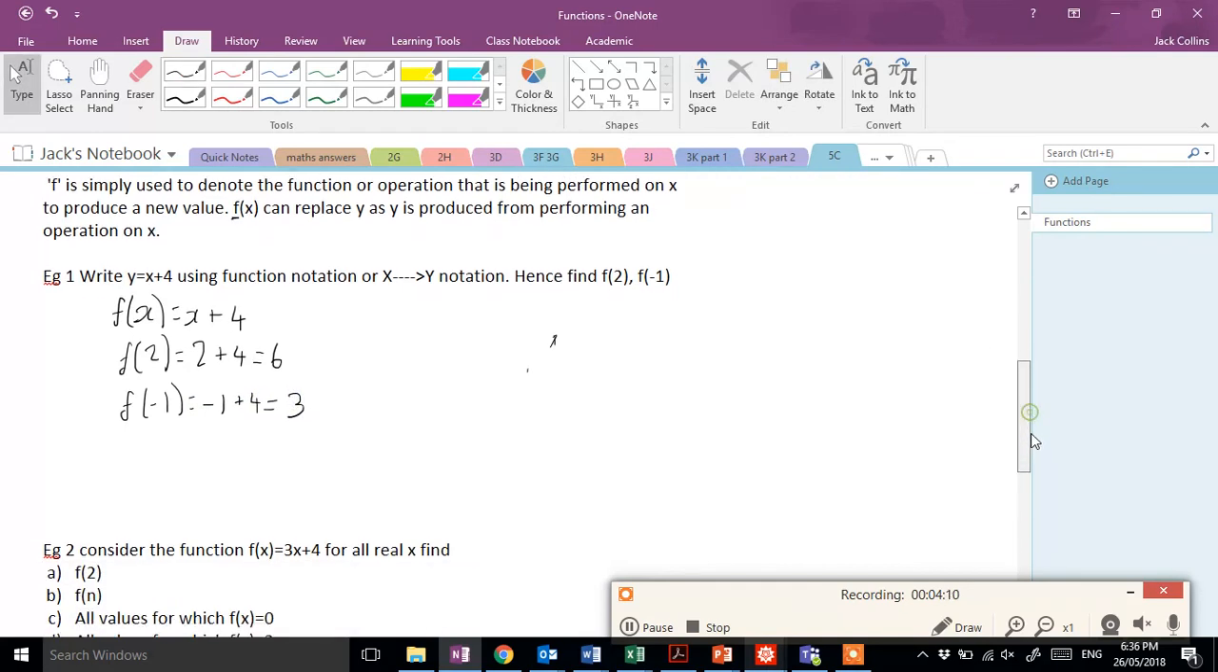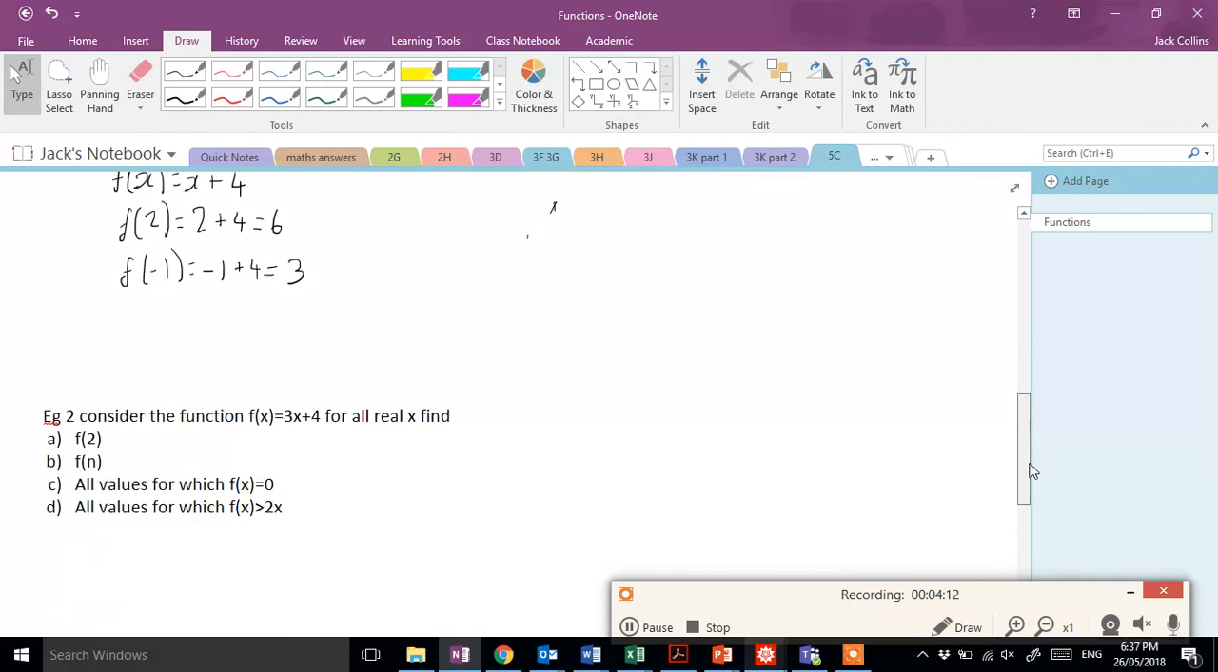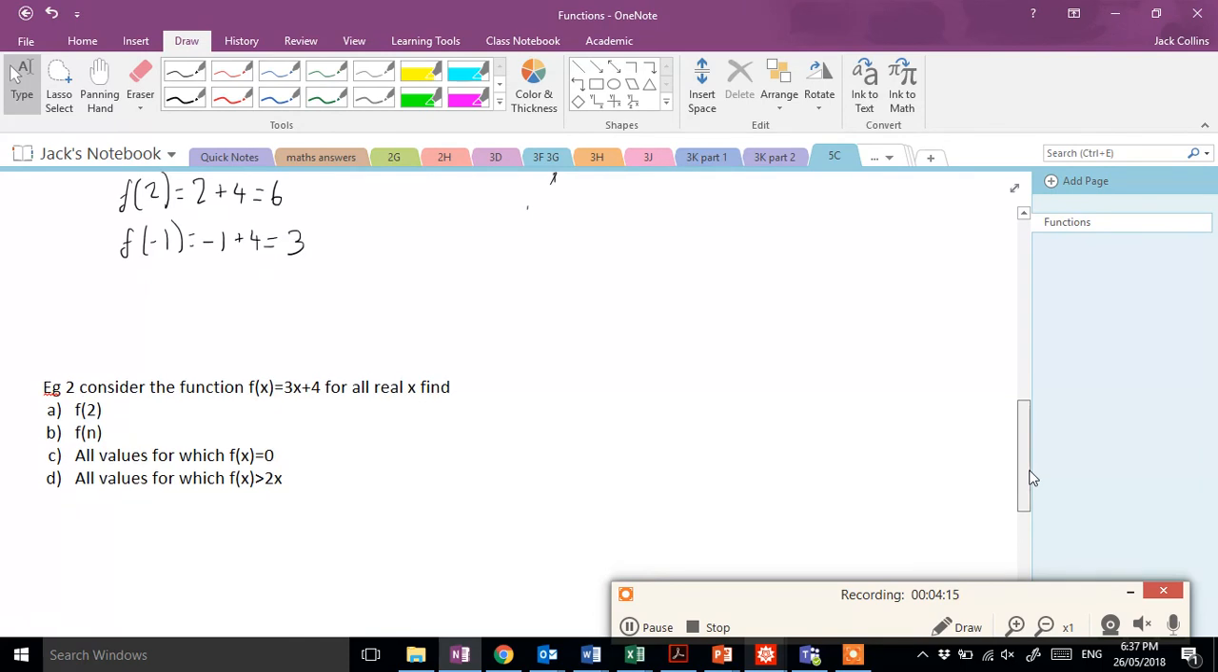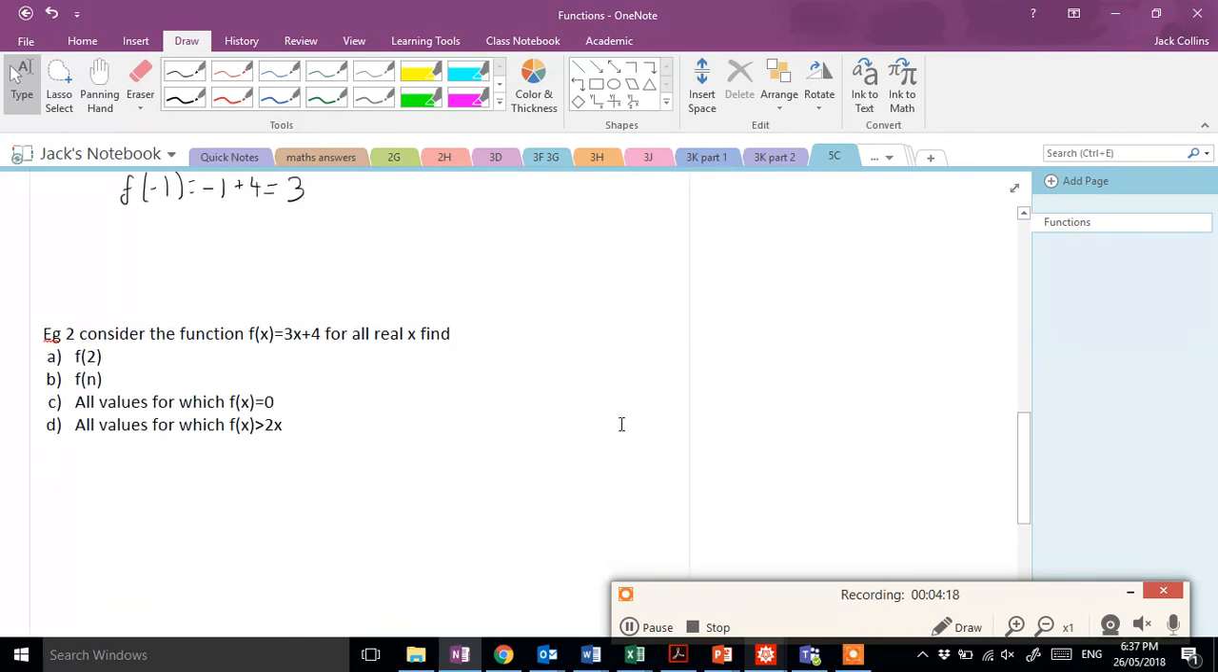So one more example here. Consider the function y equals f of x equals 3x plus 4, for all real x, find these following terms. I'd like you to have a go at the first two yourself. So pause the video and then I'll show you how to do it. Okay, so first one, and this might cut out halfway through, we'll start on the next video. f of 2, just substitute in 2 when you say x, is 3 times 2 plus 4, which is equal to, 3 times 2 is 6, plus 4 is 10. B, f of n, so when you're saying x, rather than putting in x, you would just put in n, so that's 3n plus 4.